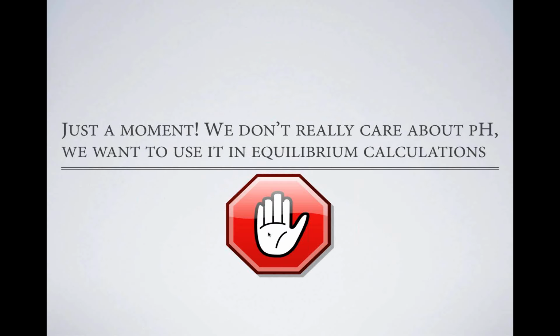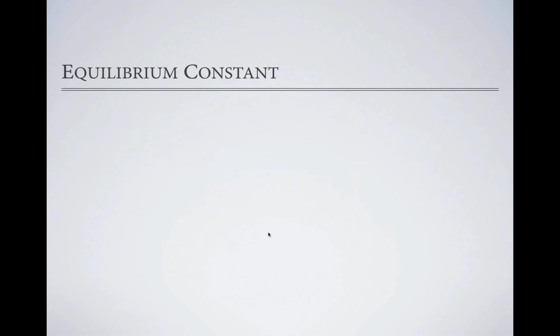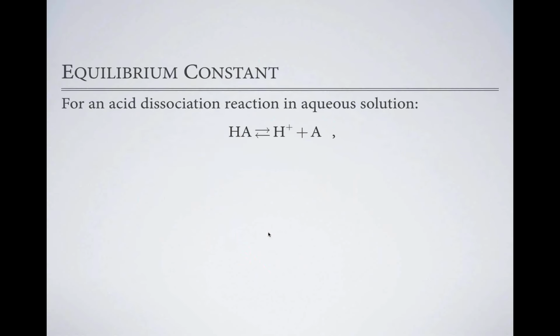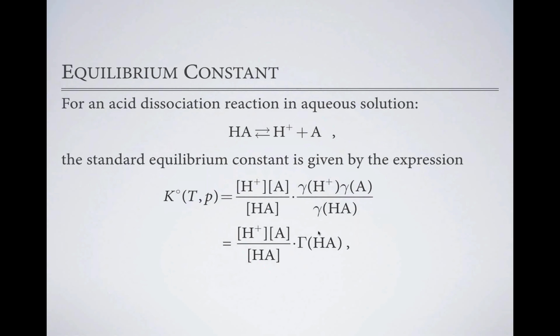But just a moment. We've spent so much time talking about pH, but why would we care about pH? It's because it's something we can measure. But really, for most of our work, we want to use it in equilibrium calculations. So for acid-base chemistry in aqueous solutions, there's a quick summary here. The equilibrium constant for that reaction is this. Oh my God, you say. Well, we'll get on with that.